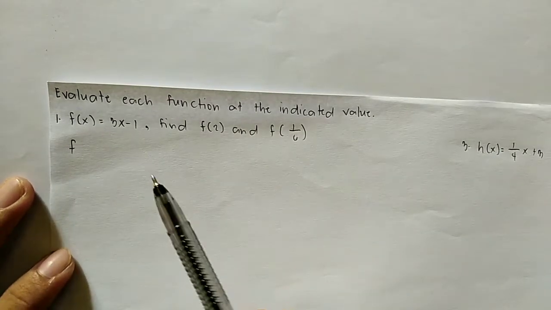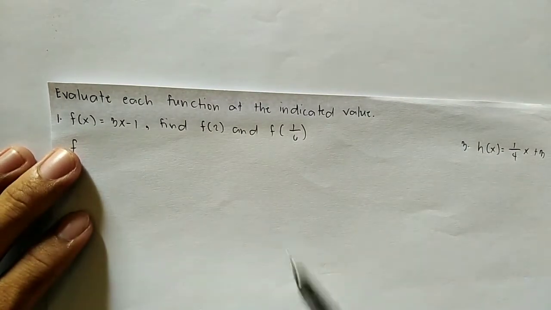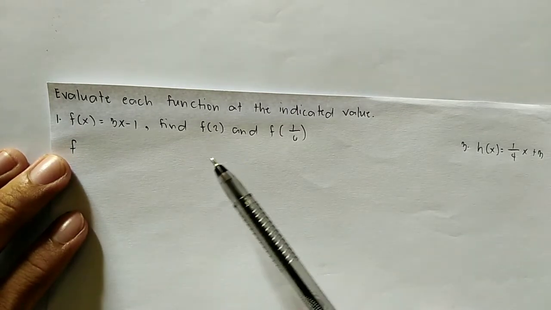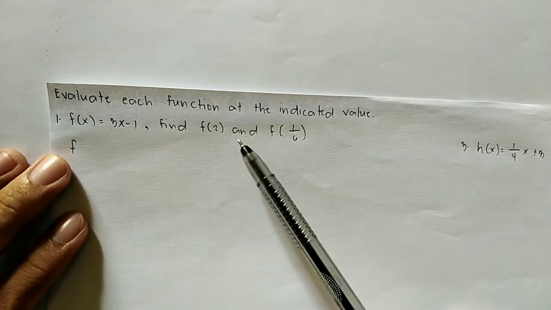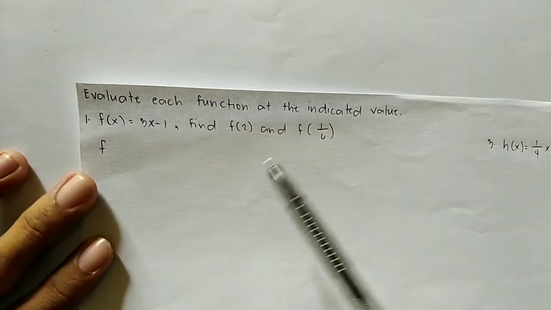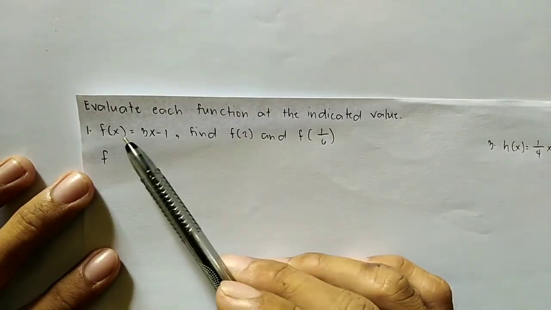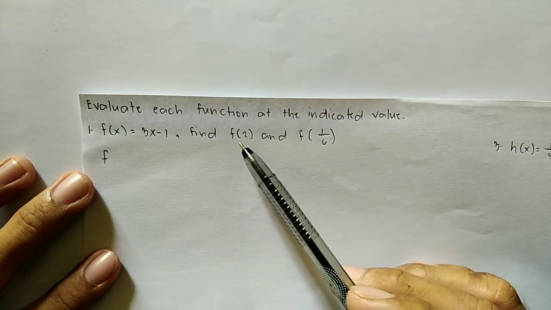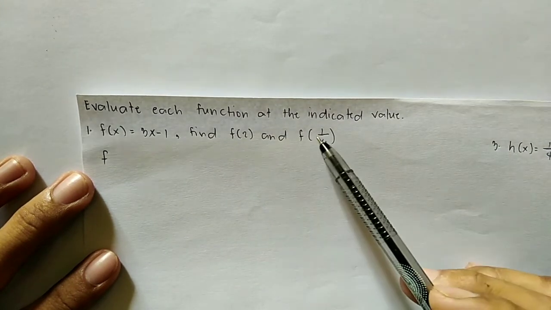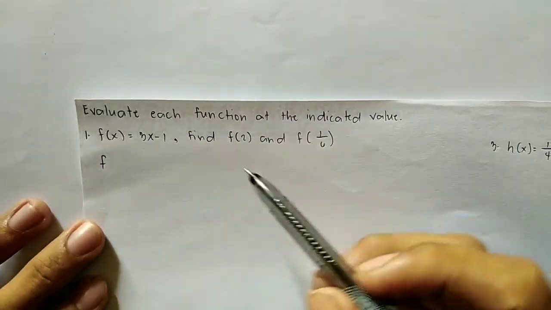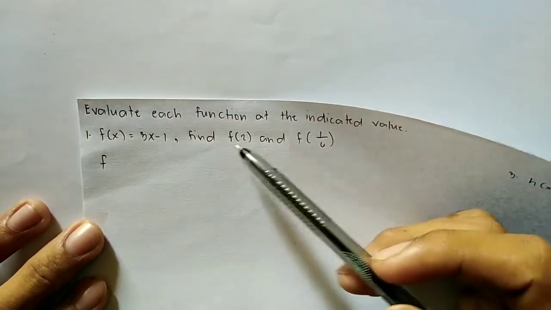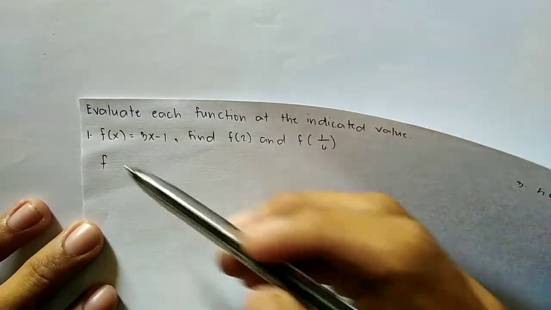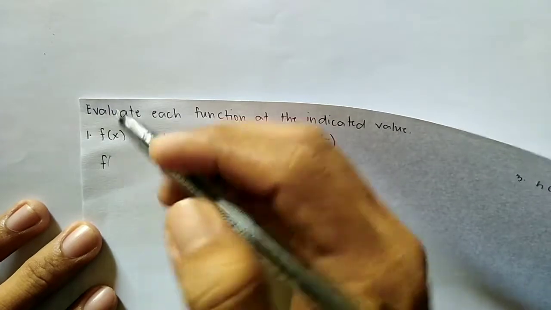For number one, the given function is f of x equals 3x minus 1, and we have to evaluate it using the indicated values at f of 2 and f of 1 over 6. Meaning, we have to evaluate the function f of x equals 3x minus 1 at x equals 2 and x equals 1/6. We have to substitute directly our values, which are 2 and 1/6, into the given function.